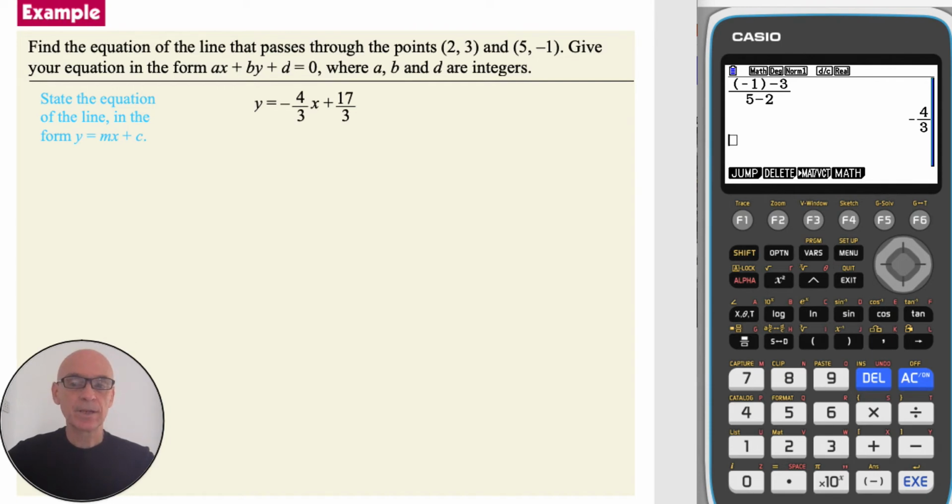To give the equation in the required form, we can multiply both sides of the equation by 3 and rearrange the equation, collecting all the terms on one side, giving 4x plus 3y minus 17 equals 0.